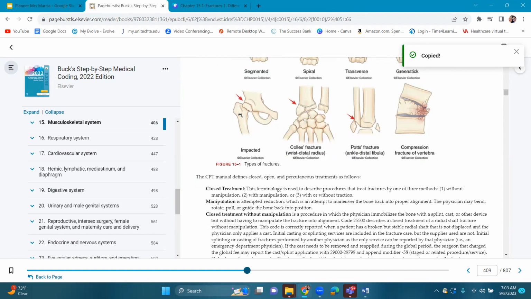Impacted, which kind of looks like if you've fallen and it's pushed the bone. The Colles fracture. The Pott's fracture, and then a compression fracture of the vertebrae, which looks like if you were in a car accident and you were hit from the top and you were compressed. And this is what that fracture looks like.